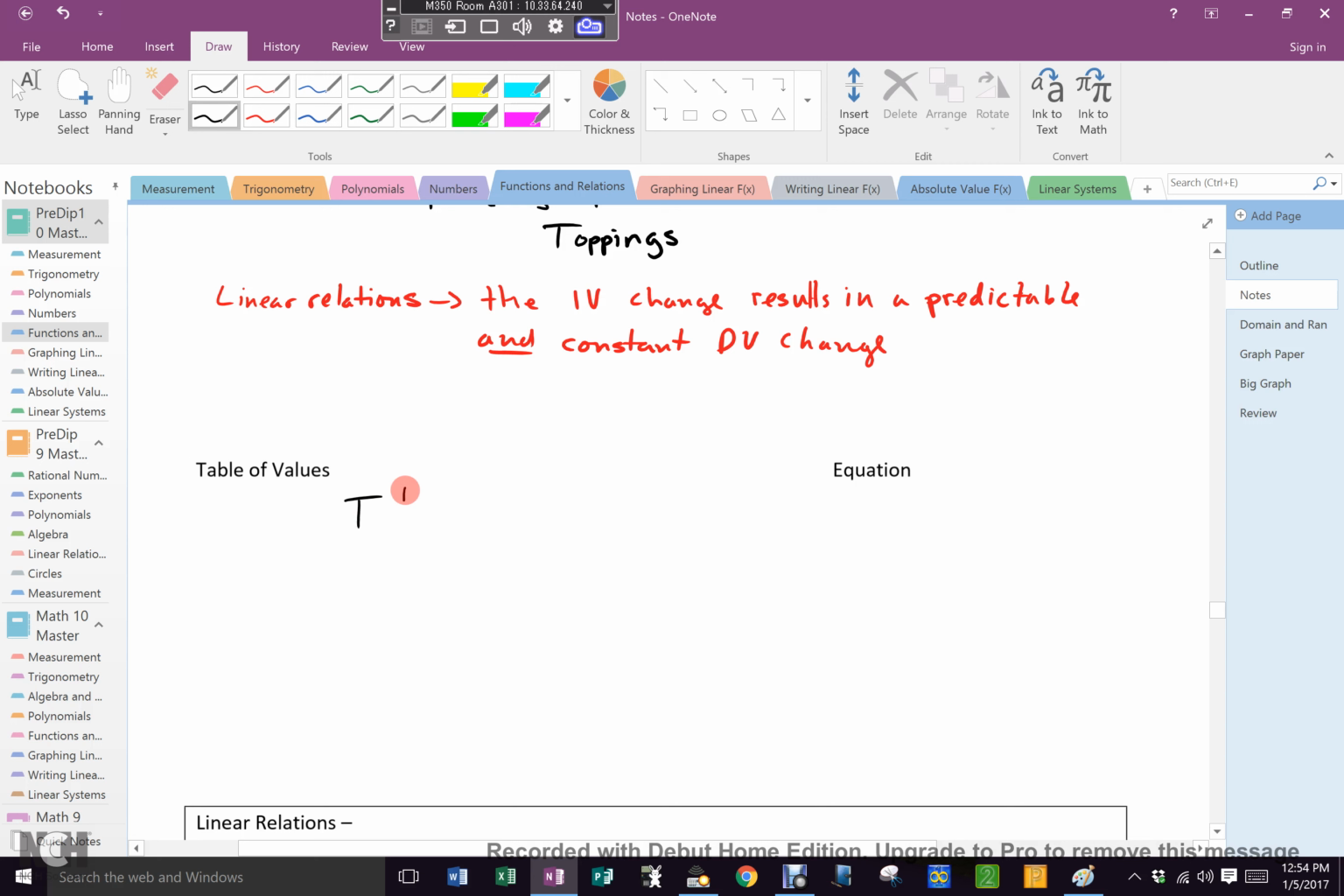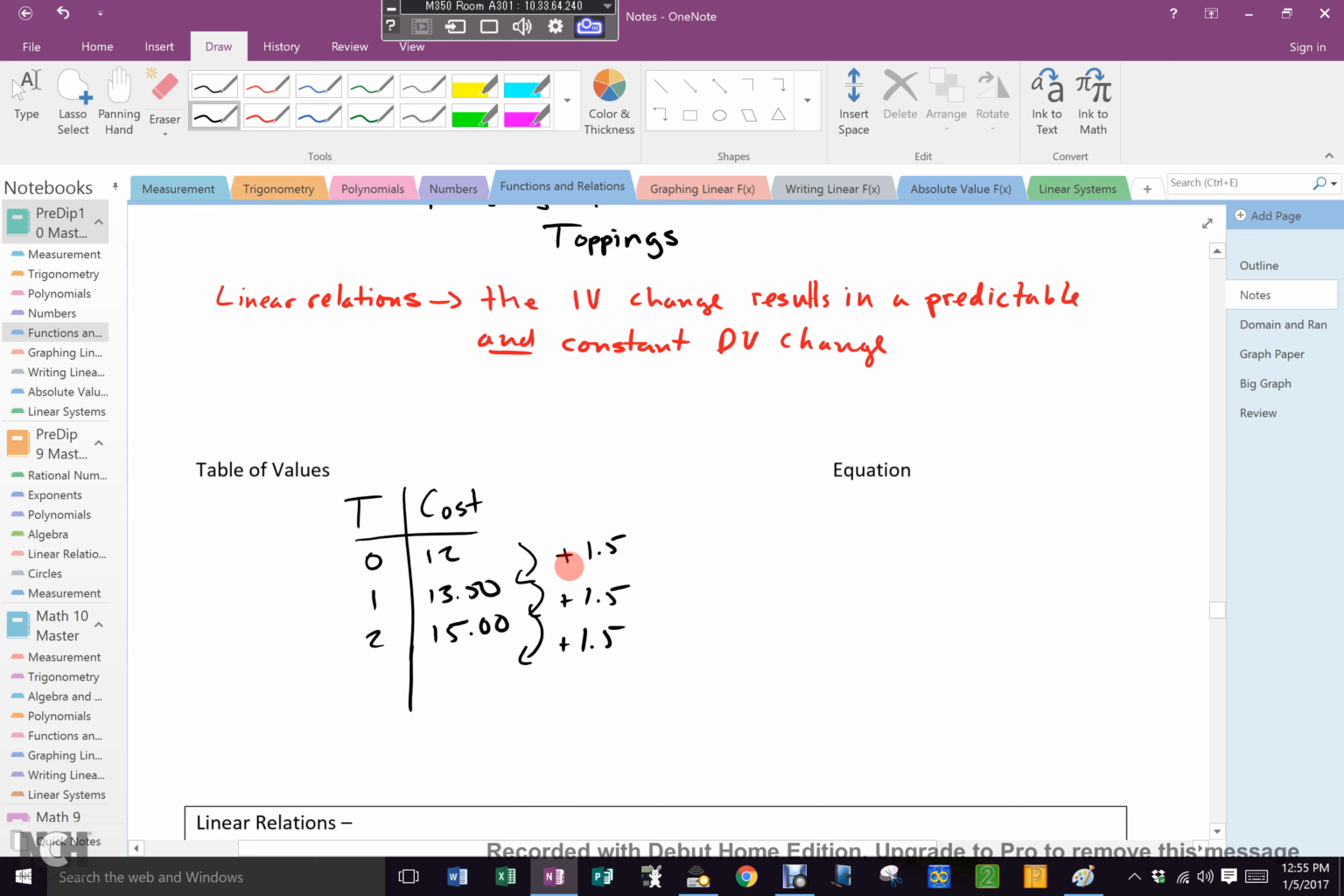So this table of values was toppings and cost, yes? 0, 12. 1, 13.50. 2, 15. Right? Everybody cool? You learned that last year. And finally, with an equation. This is where you should have ended your discussion last year. I need an equation. What happens here? This is plus 1.5, yes? This is plus 1.5, yes? This is plus 1.5, yes?